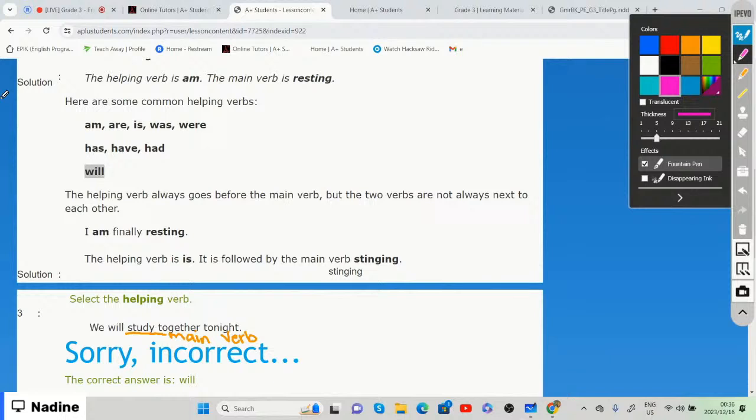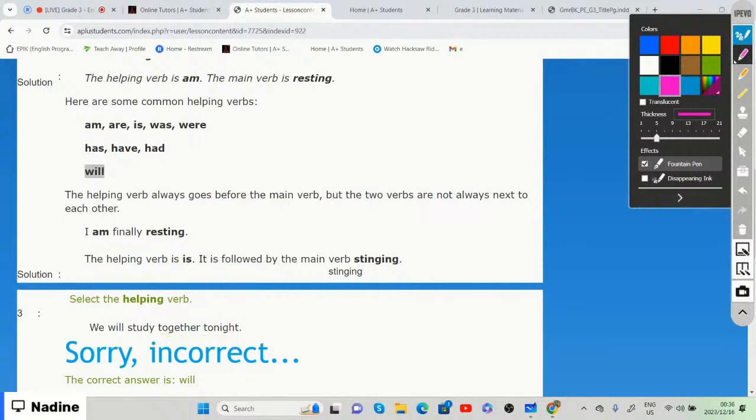So our helping verb. Yes, so our helping verb is will. And I'm going to circle will. So will is our helping verb. So well done. Right? So will is our helping verb, and our main verb is study.